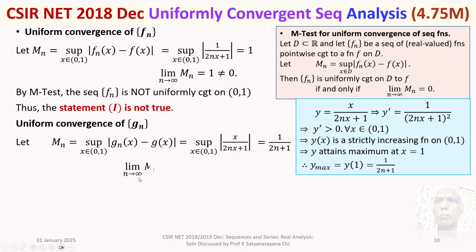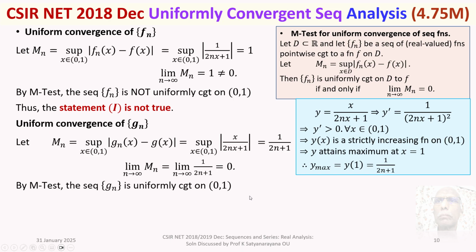So the limit as n tends to infinity of Mn, which is the limit of 1 by 2n plus 1, is 0. So the conditions for the M test are satisfied. Therefore, by the M test, the sequence Gn is uniformly convergent on the open interval 0 to 1. Thus statement 2 is true.